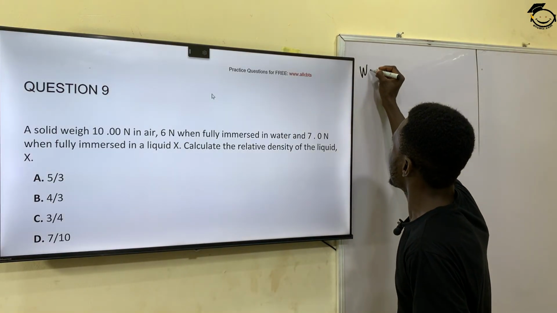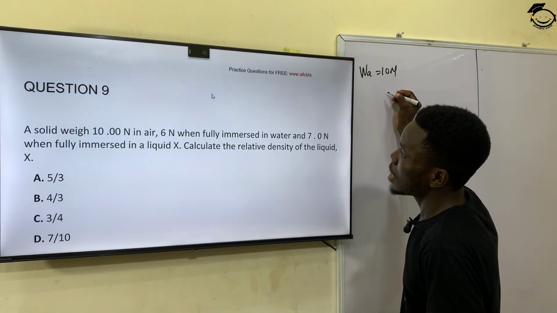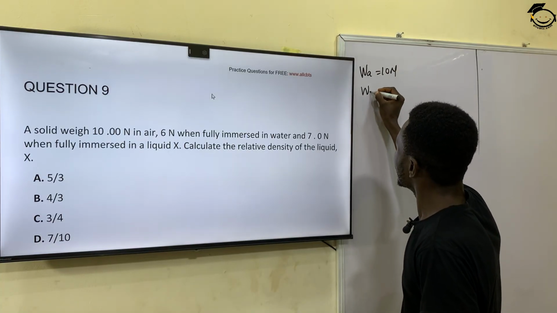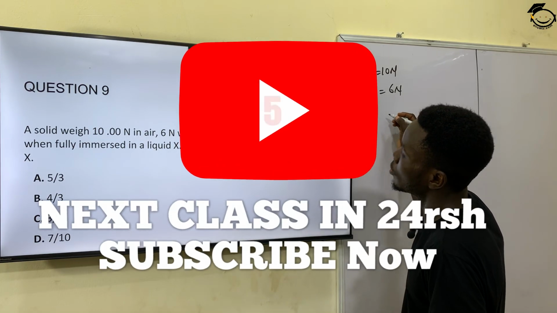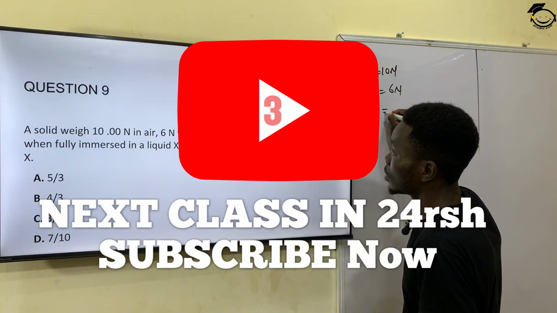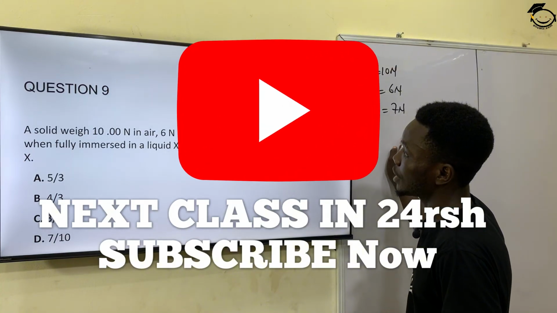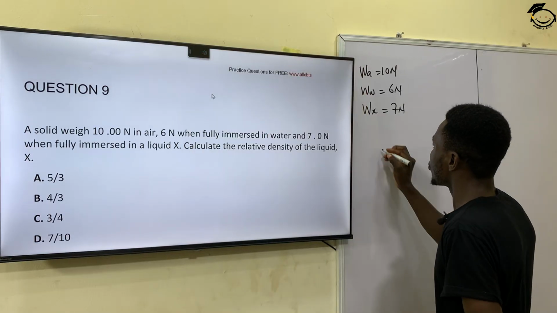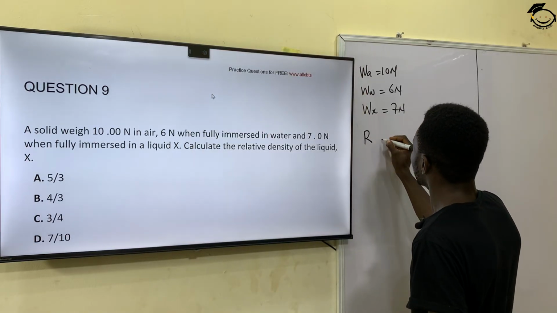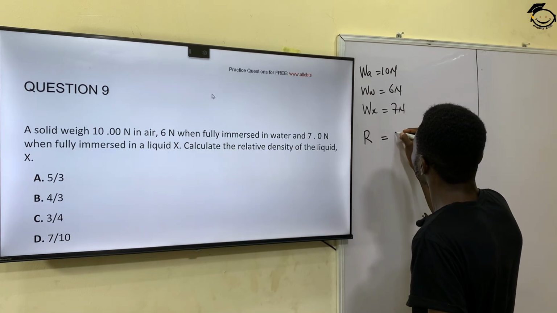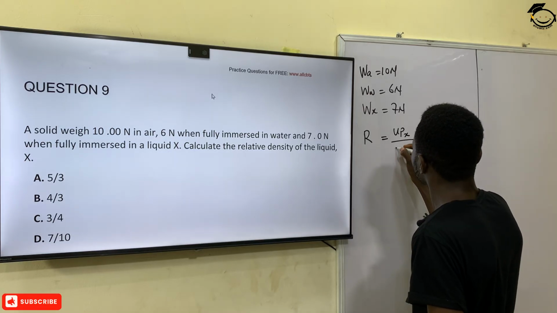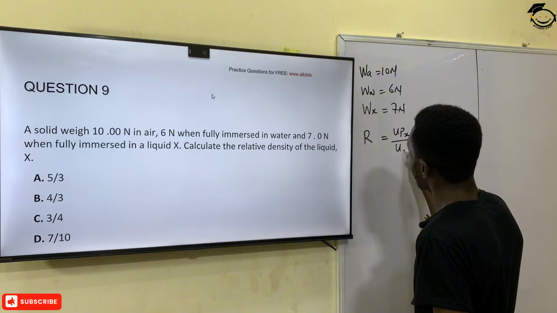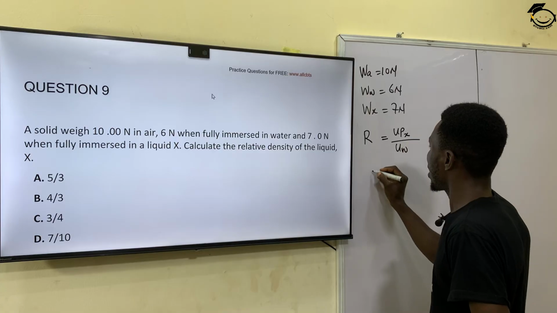So we have weight in air as 10 Newton, and 6 Newton when fully immersed in water. So weight in water is 6 Newton, and 7 Newton when fully immersed in liquid X. Weight in X, 7 Newton. And then we have to find the relative density of the liquid. We know that our relative density of the liquid is supposed to give us upthrust of X over upthrust of water.